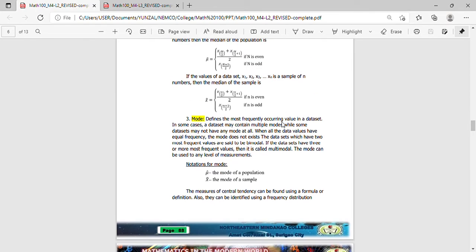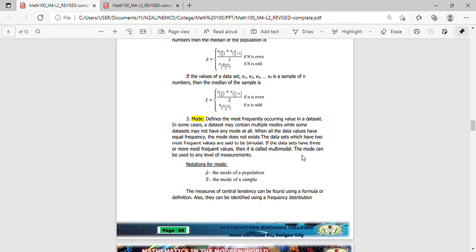Number 3 is mode. Defines the most frequently occurring value in a data set. What do you mean by most frequently? Ang gabalik-balik. Pila man unsa ka daghan, kinsa man ang mas daghan nagabalik-balik. So in some cases, a data set may contain multiple modes while some data sets may not have any mode at all. When all the data values have equal frequency, the mode does not exist. The data sets which have two most frequent values are said to be bimodal. If the data sets have three or more most frequent values, then it's called multimodal.